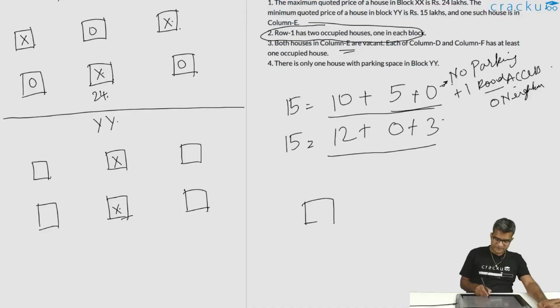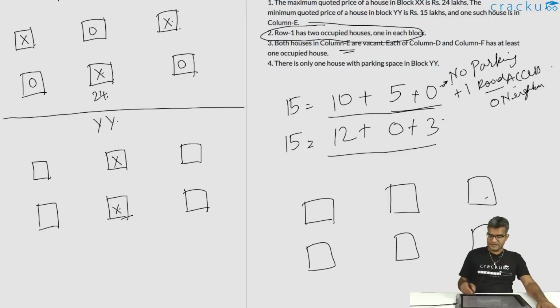So if you are drawing YY over here, this is D1, E1, C1. This is D2, E2 and C2. If the 15 is 10 plus 5 plus 0, E2 has to be the one which is empty, and this is worth 15 lakhs, because we need road access over here. This would imply that it has no neighbors. So this is empty, and this is empty.